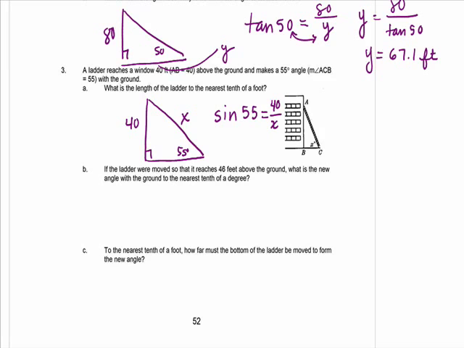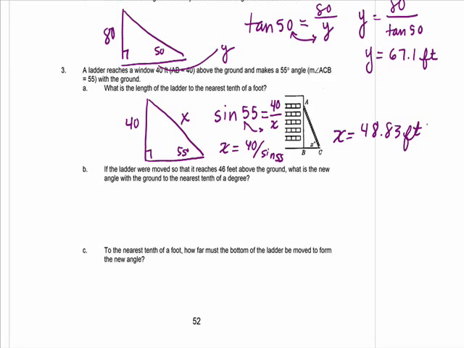Alright, press pause if you want to try this yourself. Alright, you should have set up sine 55 equals 40 over x. Now we can do our switch and say that x is 40 over the sine of 55. Mr. Stern, what do you get? I get 48.83. And it looks like we are in feet. That's one heck of a ladder.